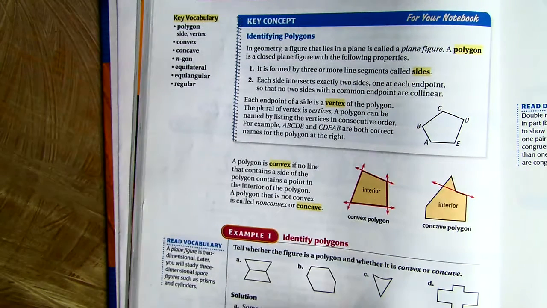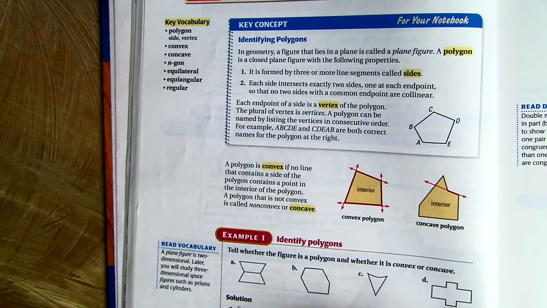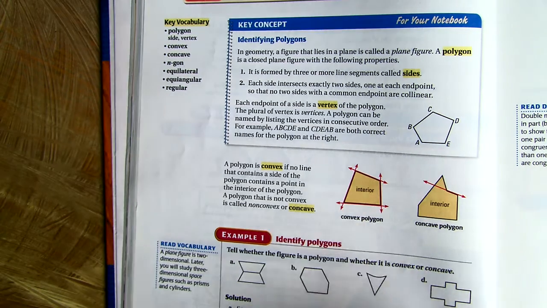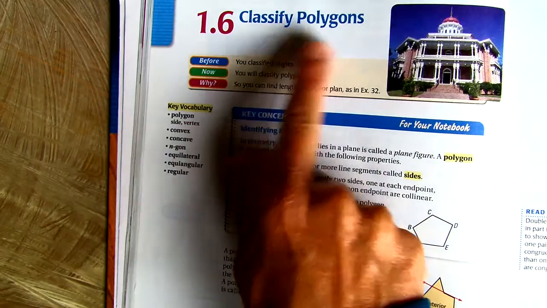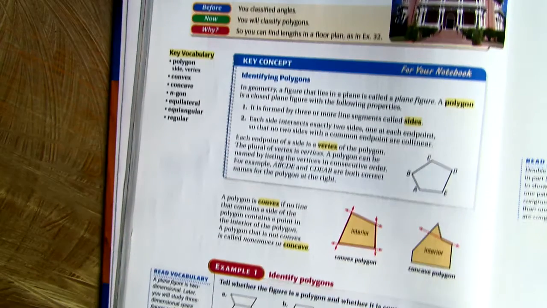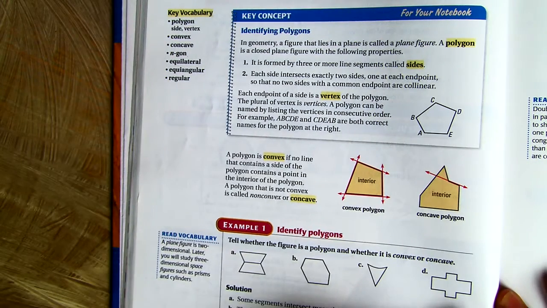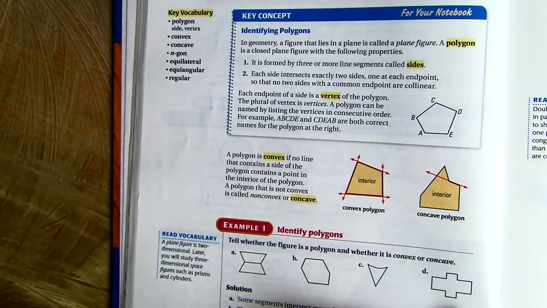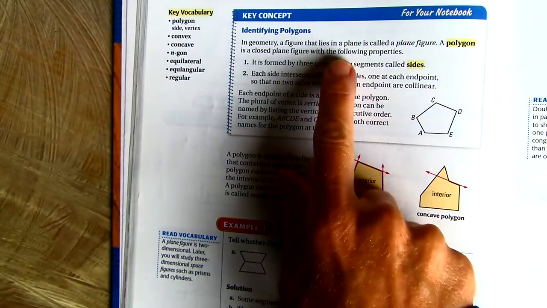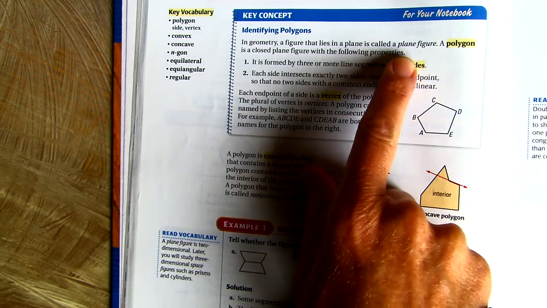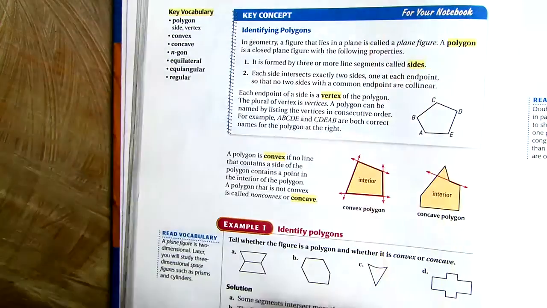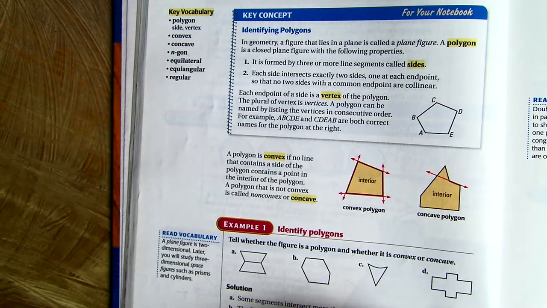We're getting close to the end of the chapter Essentials in Geometry and some more foundational topics. 1.6 is about classifying polygons. I felt this one's easiest if I just go through the vocabulary and concepts with you. So a figure that lies in a plane is called a plane figure. Remember, a plane is a two-dimensional surface, so to speak.